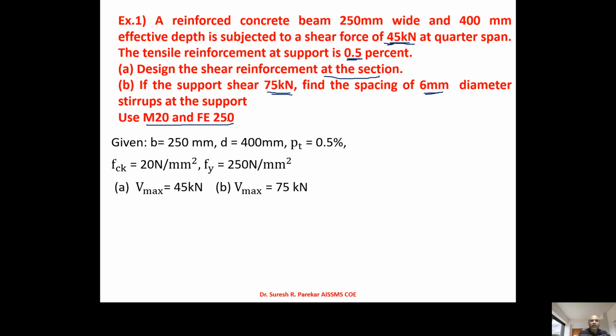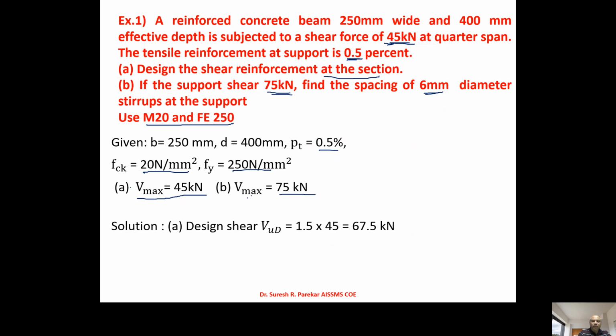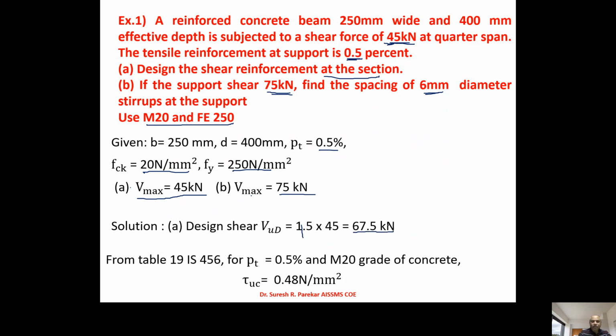Now we have to use M20 and Fe 250. So we will start. Given data: b is 250, D is 400, and the percentage is 0.5%. fck is 20, fy is 250. Vmax is 45 kilonewton. This is A part, and in B part we have Vmax 75. I am writing Vmax, not Vu, so Vu we have to find out. So design shear Vud in the first case is 1.5 into 45, that is 67.5 kilonewton.